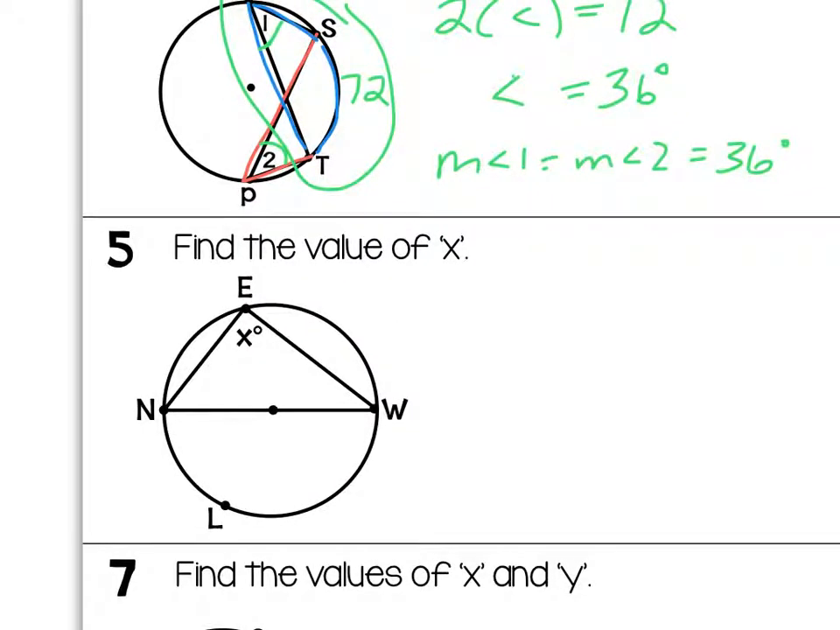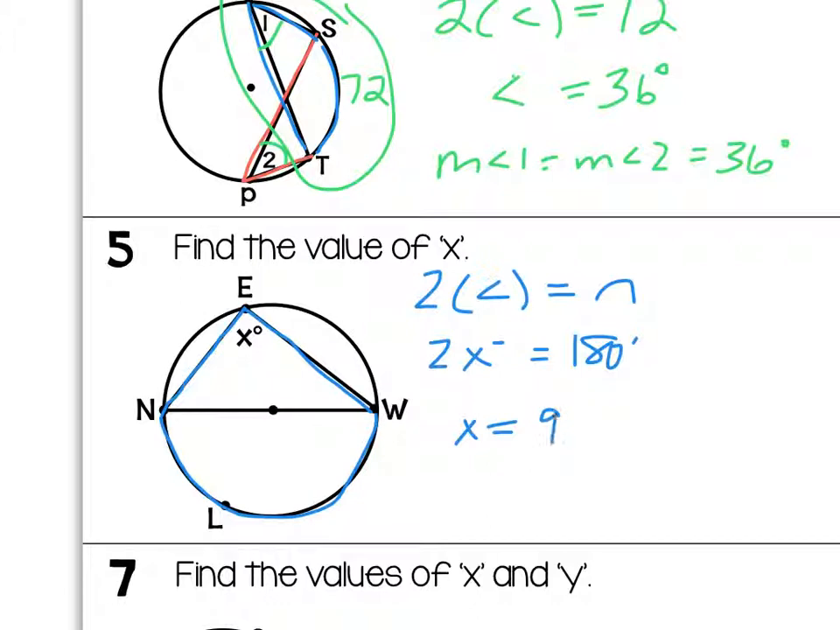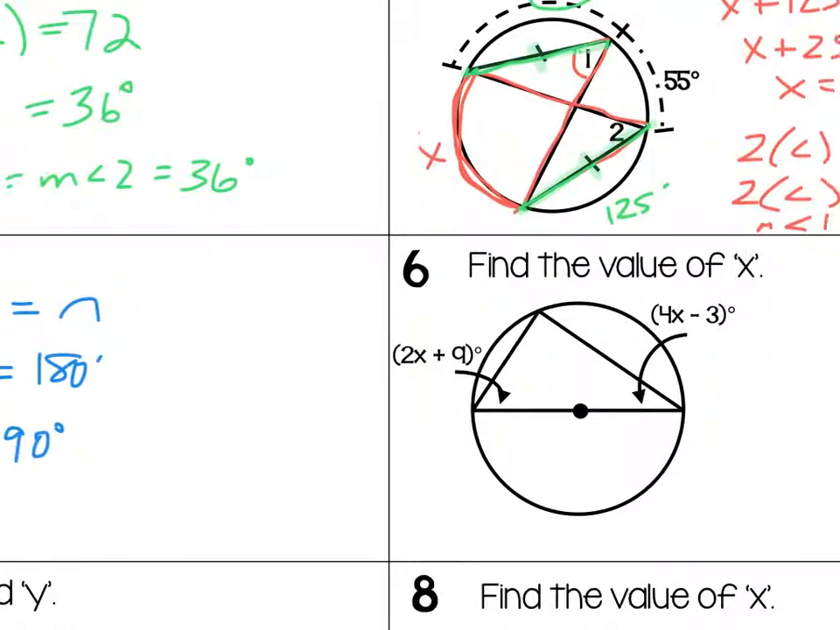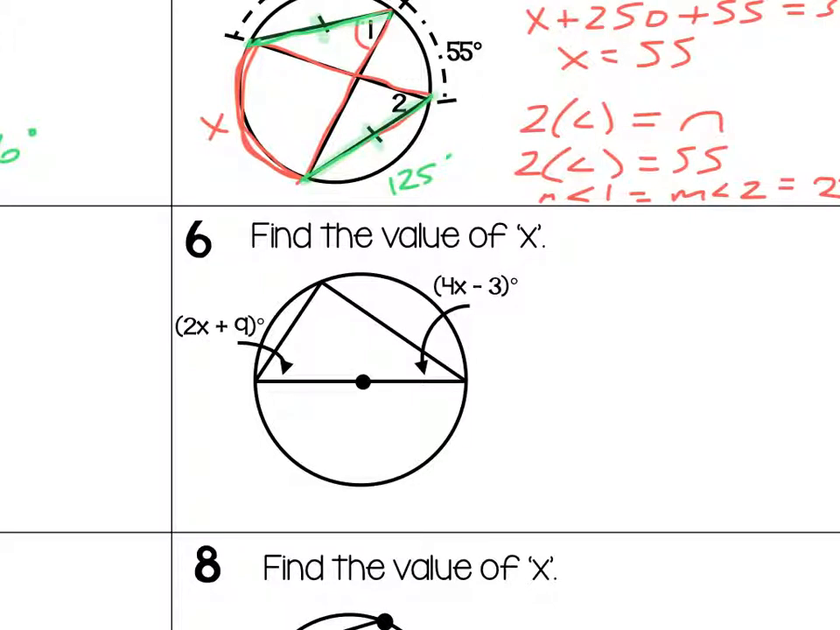When I look at this one, I have my angle, and it's intercepting a semicircle. So 2 times my angle equals the intercepted arc. 2 times x equals 180, so x equals 90. So that's how I could do it mathematically if I don't remember the steps, or you can just have it memorized that when it intercepts a semicircle, it's 90 degrees, which is what I need to be able to do here.